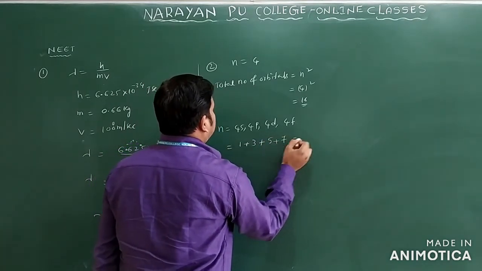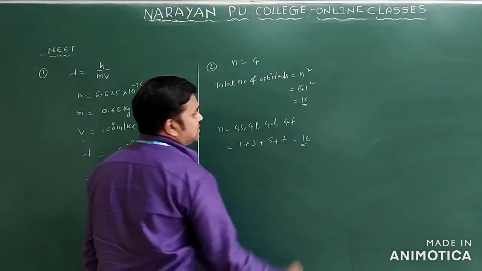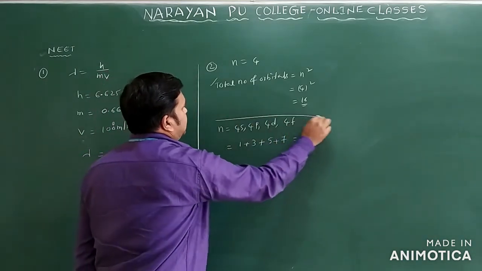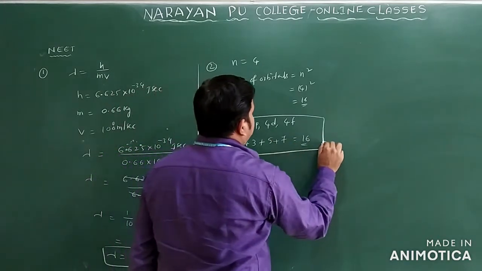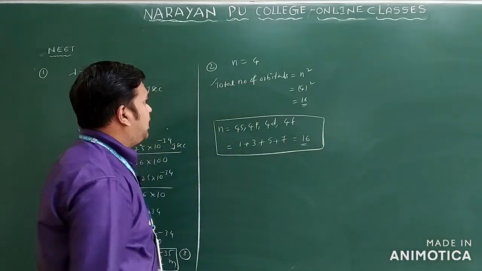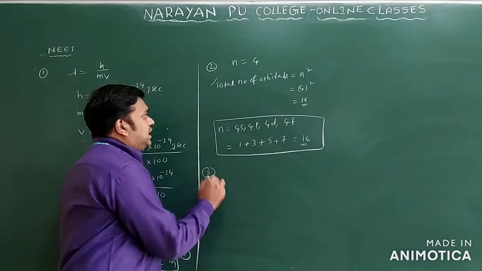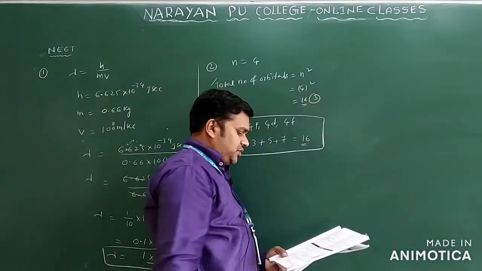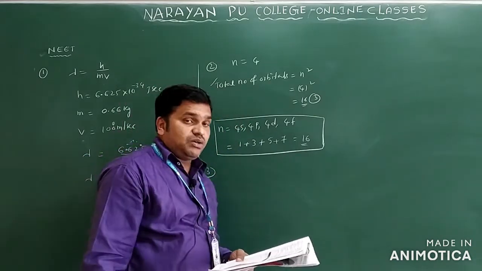And here we have 7 f orbitals only. Orbitals, how much will you get? 16 only. This is the direct formula we need. Otherwise, you can take n is equal to 4 energy level and find out the total number of orbitals. So what is the answer for this question? 16. 16 means we have option 3 for this question. Next you can see question number 3.